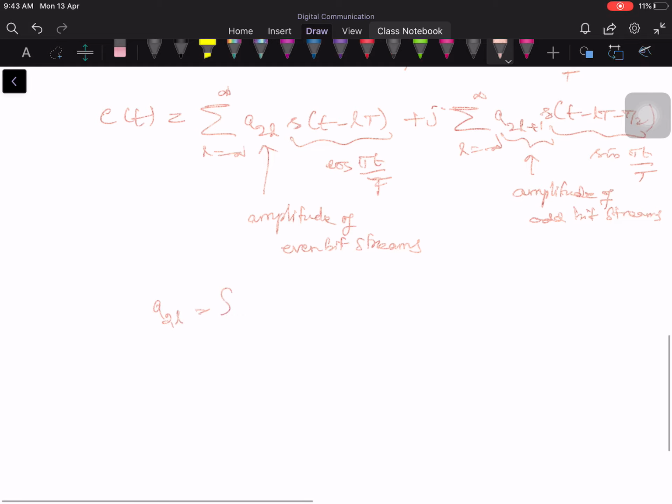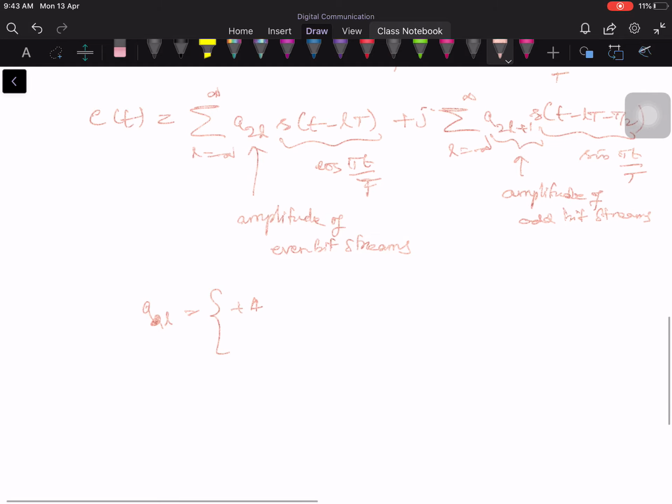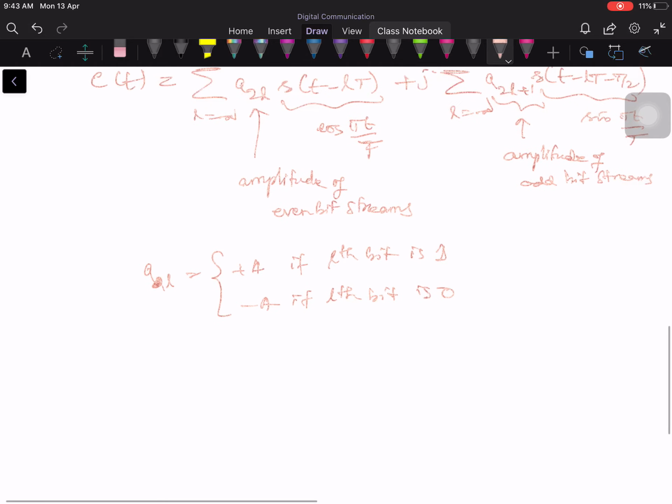Therefore, a_l, in general, is equal to plus A if the lth bit is 1, and minus A if the lth bit is 0. Therefore this is our setup. Now we need to prove that.